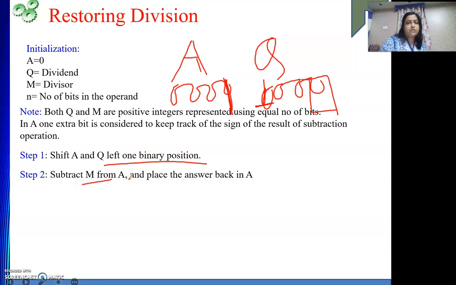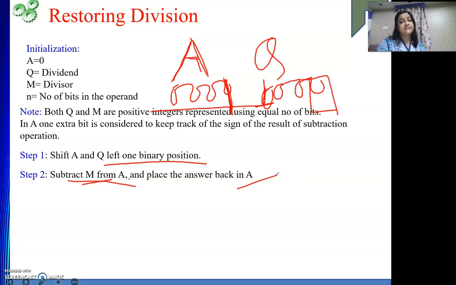Now from this 0 0 1, what we will do is subtract M from A. From this A, we'll subtract our divisor, that is that 3, and we'll place the result back in A. So A will now be modified. After doing the operation, we see the result is a negative quantity. One more step: subtraction operation is nothing but adding the 2's complement of the divisor. So we perform subtract M from A by adding the 2's complement of M with A, and the result will be placed in A.